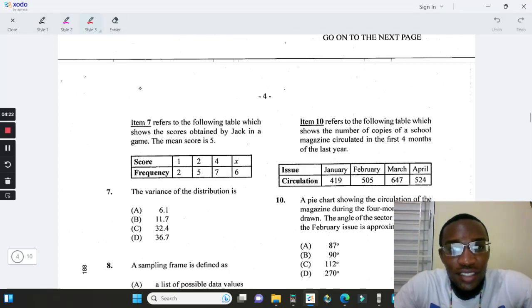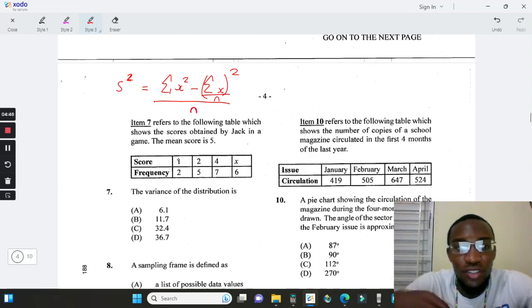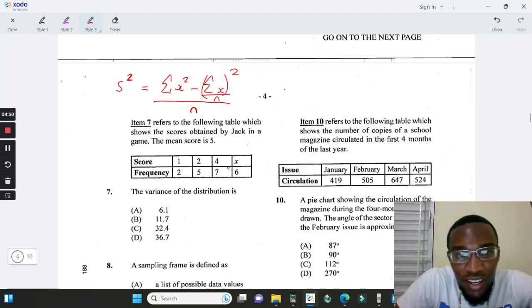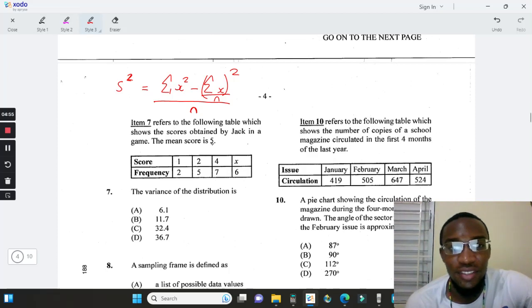Number 7, they want us to find the variance of this distribution. Remember, the variance is sigma square, and since the sample size is small, sigma square is equal to the sum of x square minus the sum of x all square, and then we divide this by n. Normally we divide the total by n minus 1, but when it's small, we divide by n. First we need the sum of x squared, but we have an unknown value here, so first we have to find out what x is.